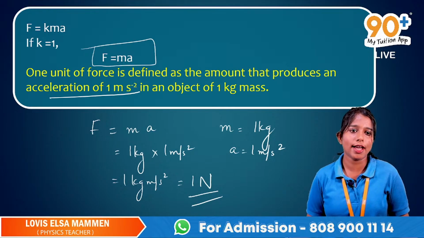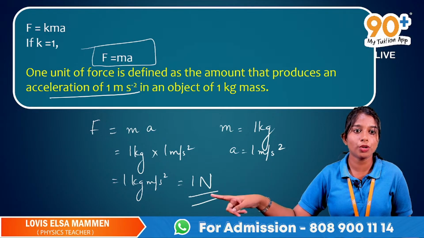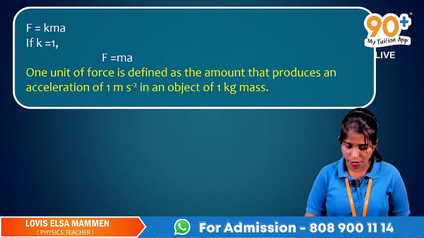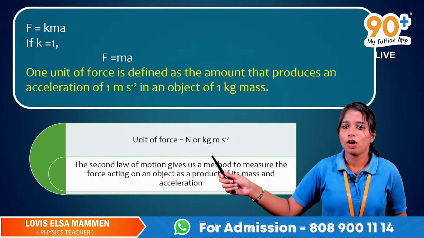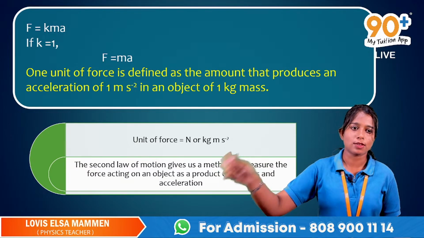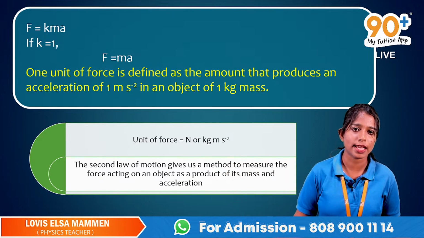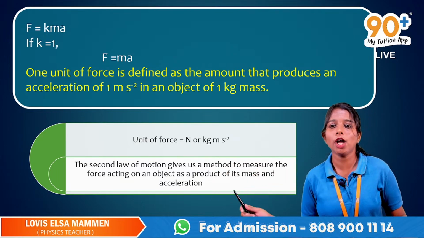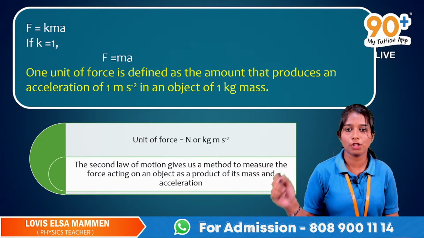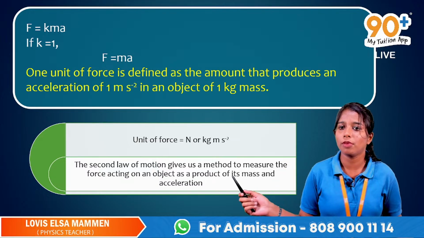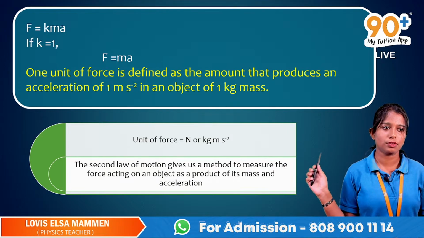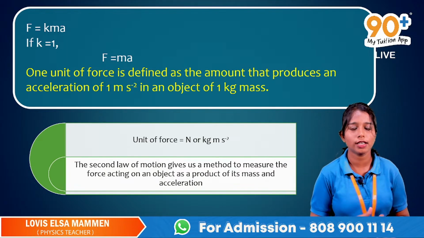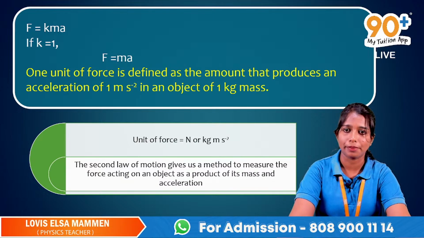Got it? Yes or no? The unit of force is Newton, capital letter N, or kilogram meter per second square. So, from the second law of motion, we get a method to measure the force acting on the body, which is the product of mass and acceleration. The conclusion of the second law of motion is F is equal to m into A.